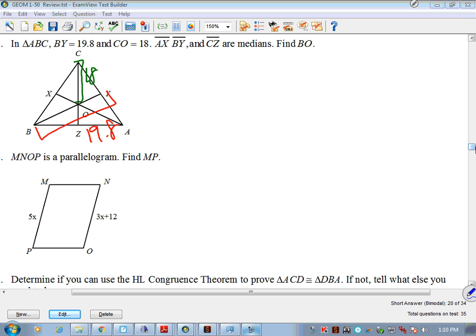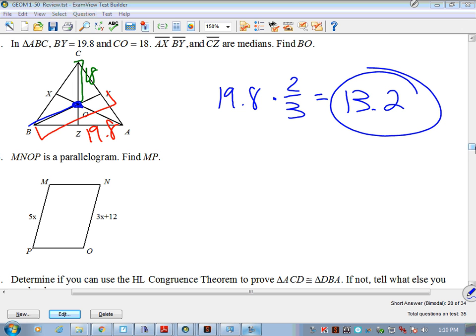All right. So the relationship, this is what we would call, if I'm not wrong, a centroid, okay? Which means the BO in this case is 2/3 the distance of BY. So I really don't even need 18 in this particular instance, okay? We're going to take 19.8 times 2/3. What do I get? And this is question number 25. What do I get? 13.2. 13.2 is the answer.